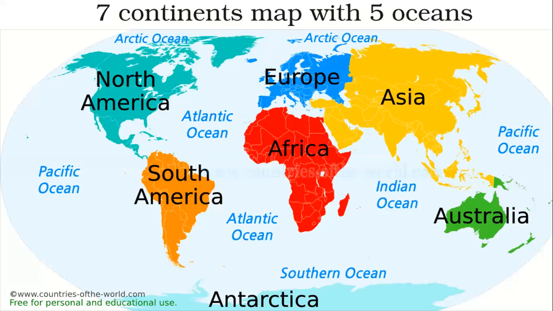So on our map here, we have all 7 continents, right? Along with the oceans. So we know that the Pacific Ocean is the largest ocean, and we'll see that beside North America and South America. Okay, over here by North and South America. And then separating North America and South America from Africa and Europe will be the Atlantic Ocean.